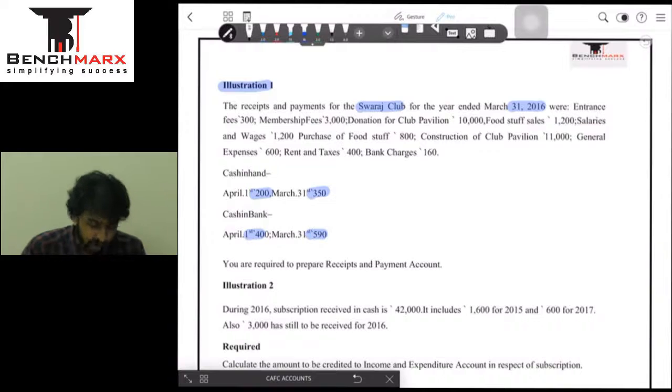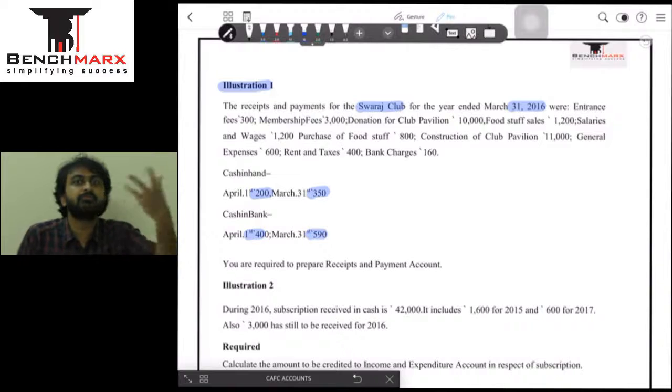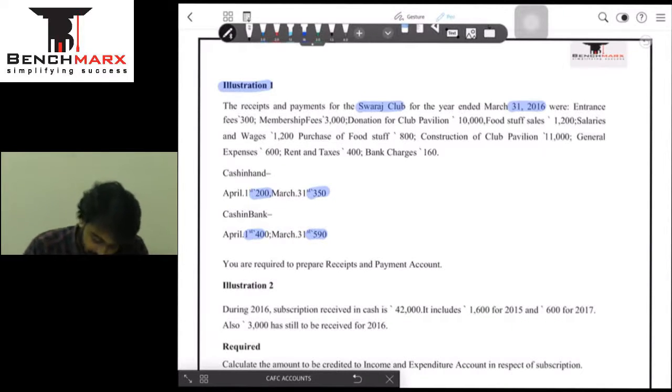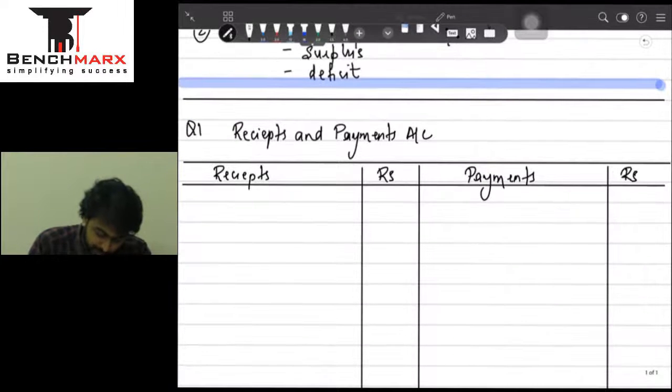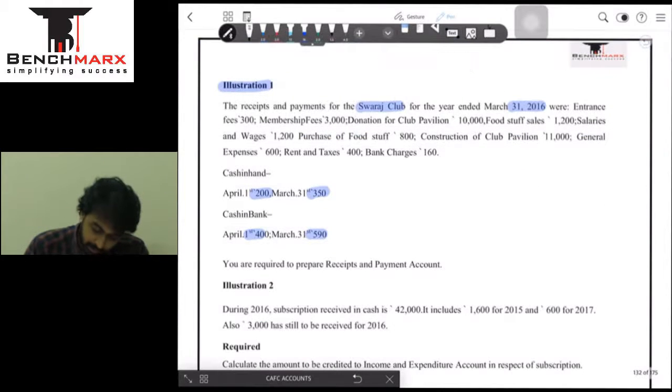Entrance fees ₹300. Now entrance fees is more like my cash inflow, because I will not pay entrance fees. Somebody is going to pay me entrance fees. Main ek NPO hoon. An NPO is not going to pay some fees somewhere. It's going to receive some entrance fees. People want to enter this NPO, so they are paying some entrance fees. It's a club. So leave two lines for opening balances. Entrance fees 300. Theek hai, ye apna entrance fees ho gaya.